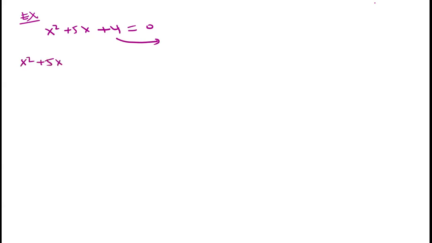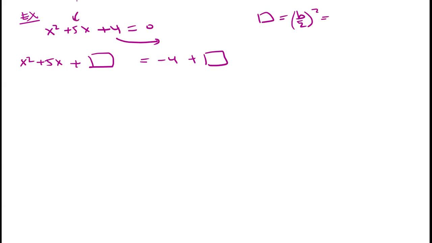So we have x squared plus 5x equals now -4. Then we're going to add a box here, and a box here. In that box is going to be the formula b over 2 squared. All right, so b in this case is going to be 5. This is our b. B is 5.